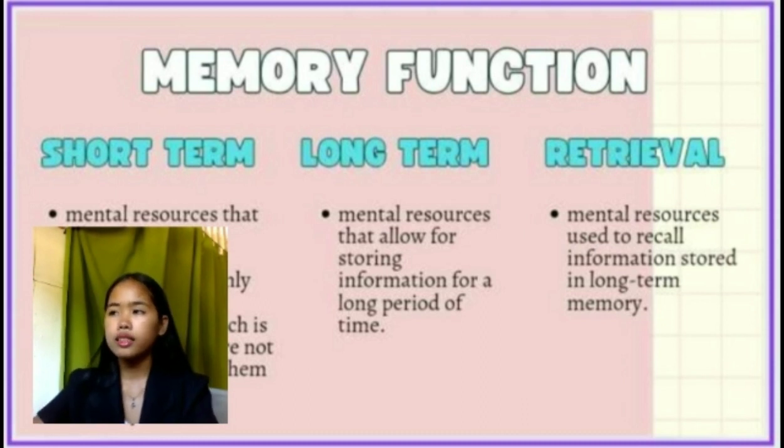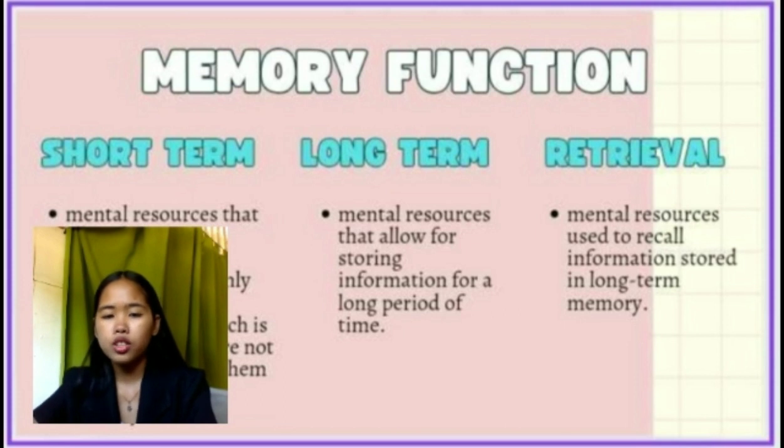The last one we have here is retrieval. These are mental resources used to recall information stored in long-term memory. This involves various cognitive processes and mechanisms that enable us to retrieve stored information and bring it back to our conscious awareness. For example, when you smell a particular fragrance, this might remind you of a specific event or a person associated with that scent.